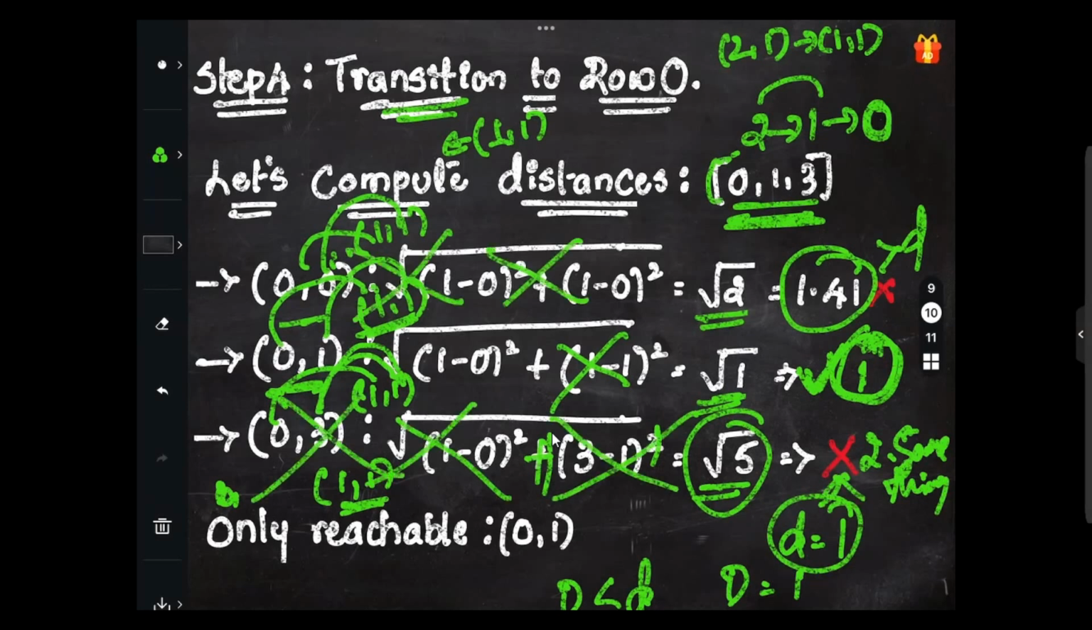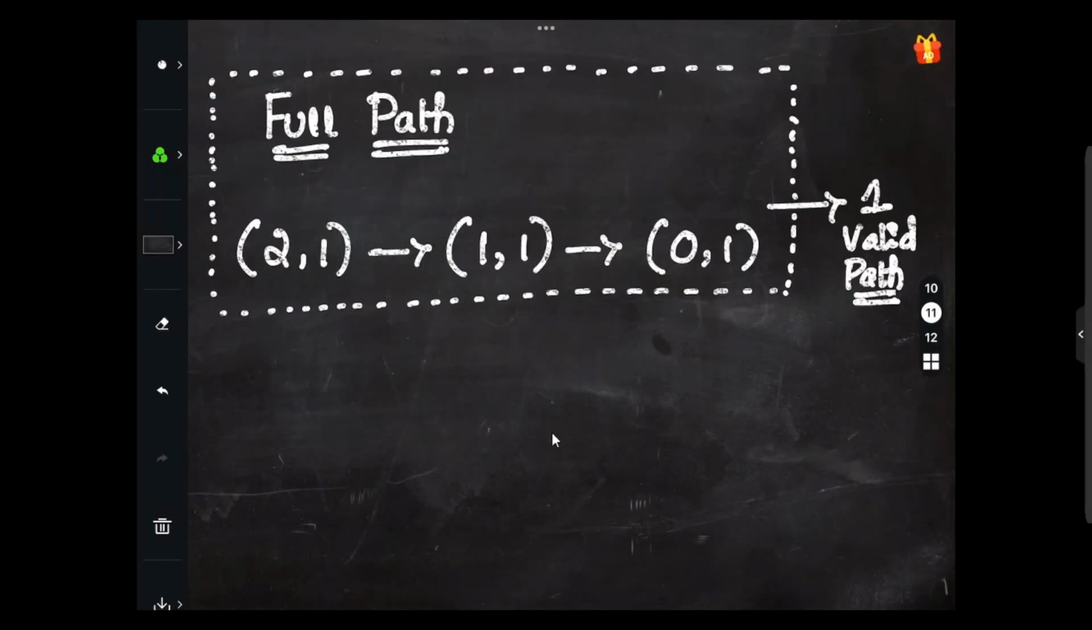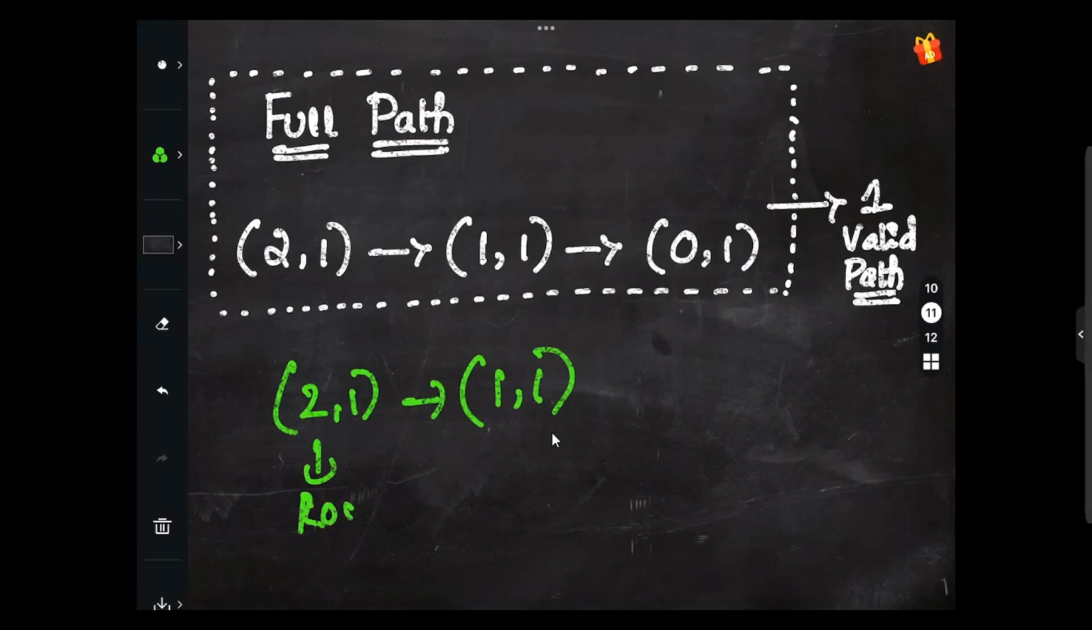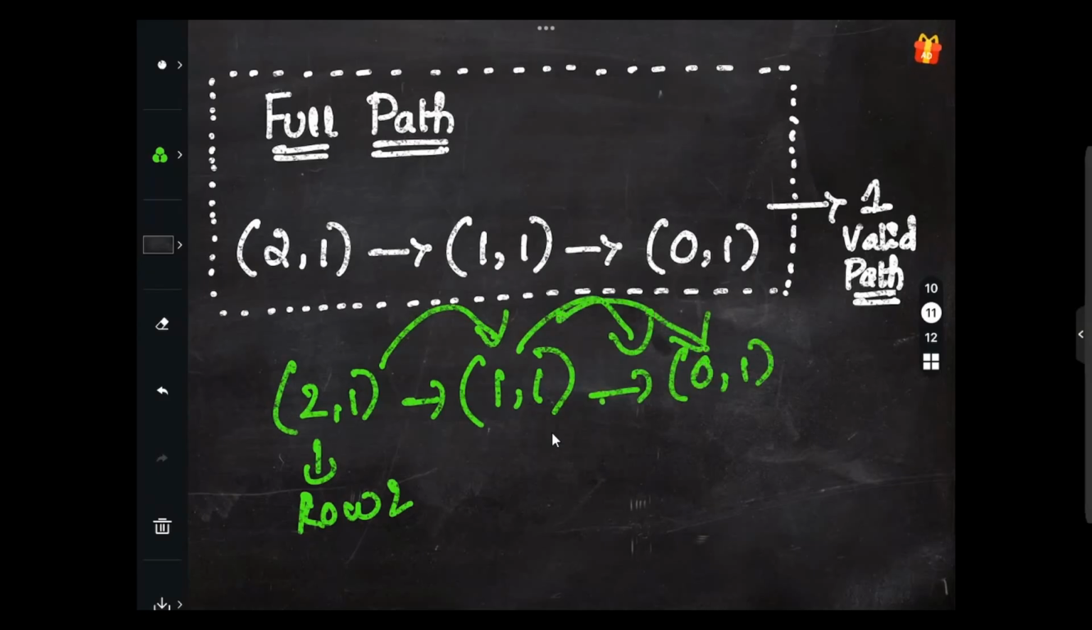We will not be considering the first one, will not be considering the third one, will only go with the second one because we have the value 1 here. So we got only 0 comma 1 as reachable. In row 1 only reachable was 1 comma 1. From 2 comma 1, which is row 2, only reachable was 1 comma 1. From 1 comma 1 only reachable was 0 comma 1.